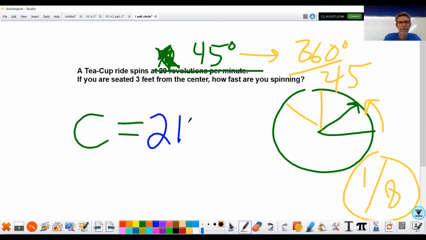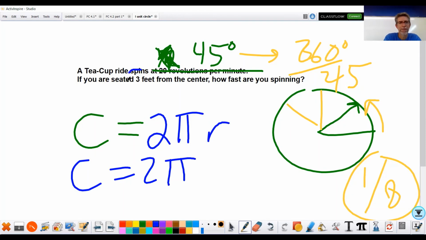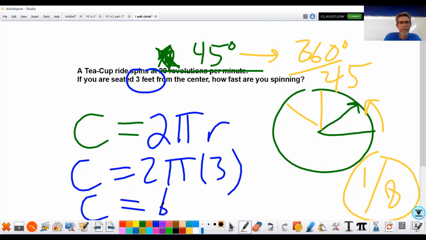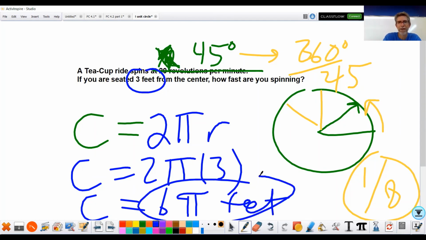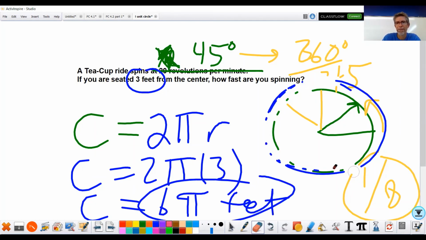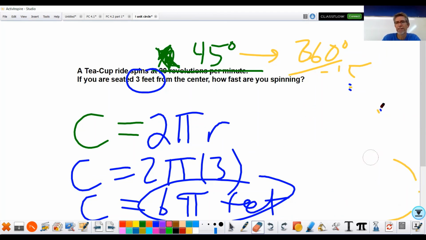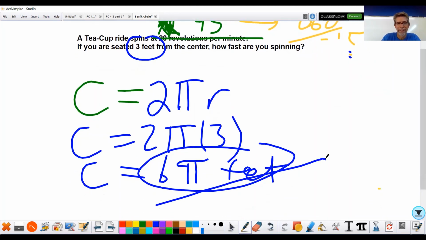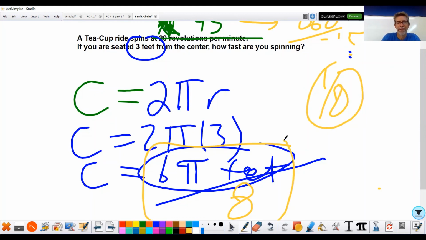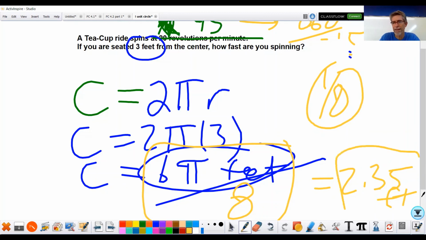So you can do the same thing: 2 pi r, 2 pi, 3 feet. All the way around is 6 pi feet. But are you going to go all the way around? No, we're only going to go 45 degrees. So instead of multiplying it by 20 times, let's say you go just a little bit of a spin. You're like, I want off. Get me off of this thing. Let's just divide it by 8 because you're only going an eighth of a spin. So put 6 times pi divided by 8 in your calculator, and you only travel 2.35 feet and you're like, let me off, right? I want off of this thing.